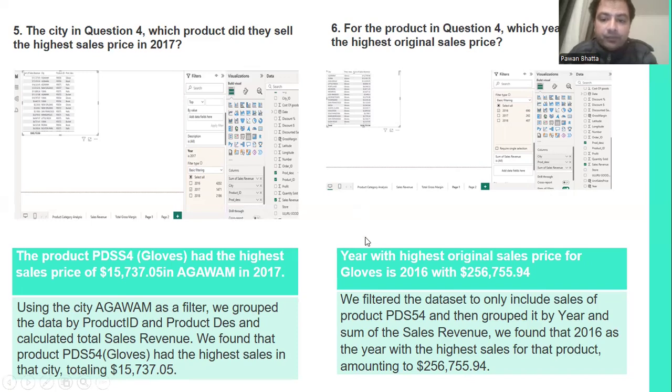For question number 6: for the product in question number 4, which year has the highest original sales price? The year with the highest original sales price for gloves is 2016 with 256,755.94. For this, we filtered the data set to only include sales of the product and then grouped it by year and sum of sales revenue. This way, we found this product in this year with the highest sales, that is 256,755.94.